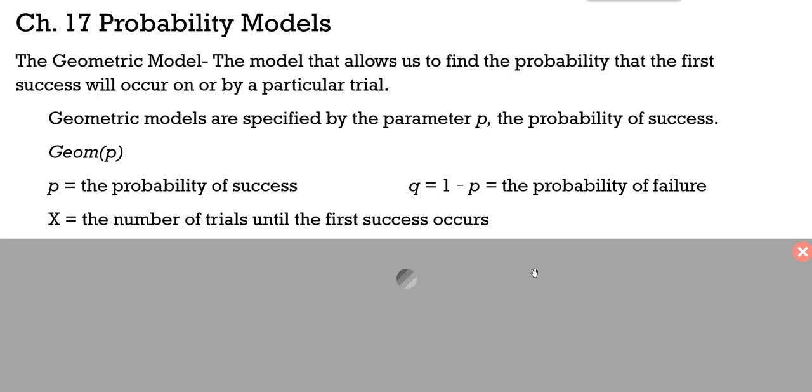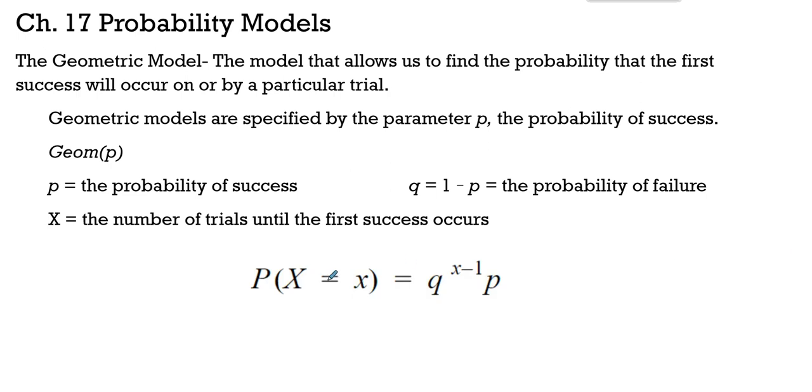X is the number of trials until the first success occurs. So just like we had there, what we did was the probability that X would be 5. And what did we do? We multiplied 0.8 by 5 minus 1, or 4. We multiplied 0.8 4 times, rather, and then multiplied it by 0.2. Right? And that got about 8%. That's all there is to it for the geometric model.